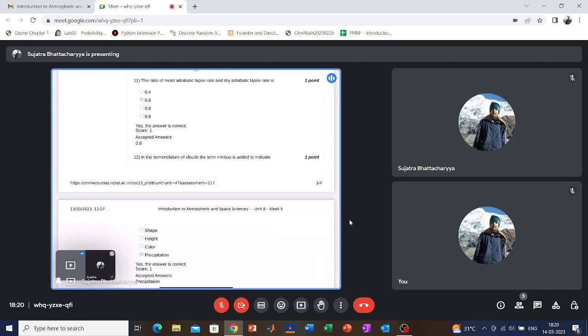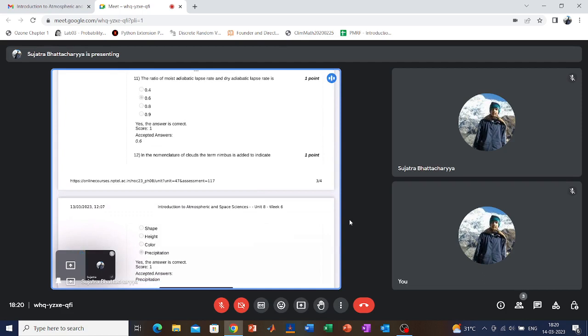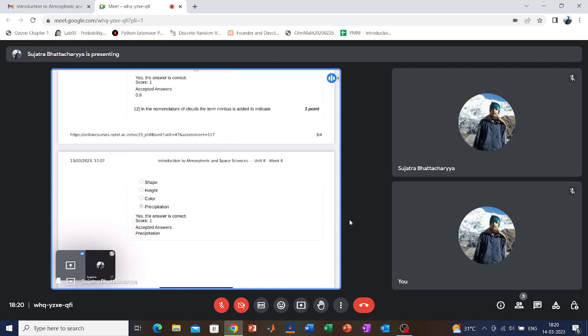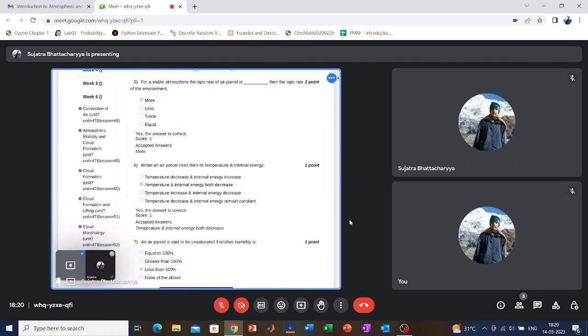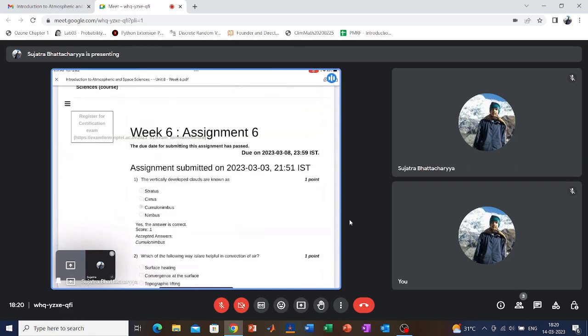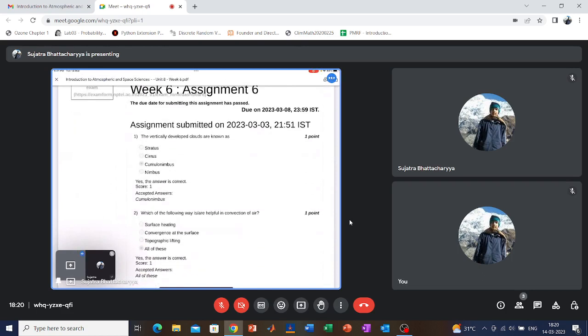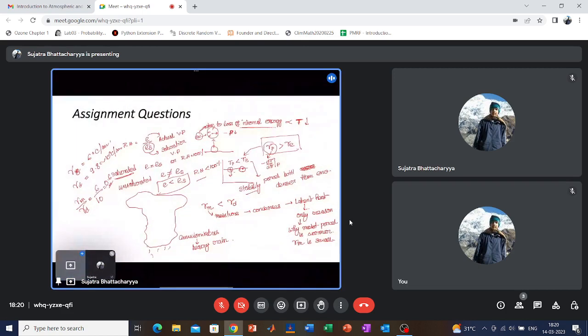12th and the last question of the assignment is, in the nomenclature of the clouds, the term nimbus is added to indicate. I have already said in the previous session, nimbus means rain bearing. So precipitation is the correct option. Therefore, we have discussed all the 12 questions of the assignment of the week 6. These are easier questions, whatever I have given in the last problem solving session. Based on this, I hope you have done it.